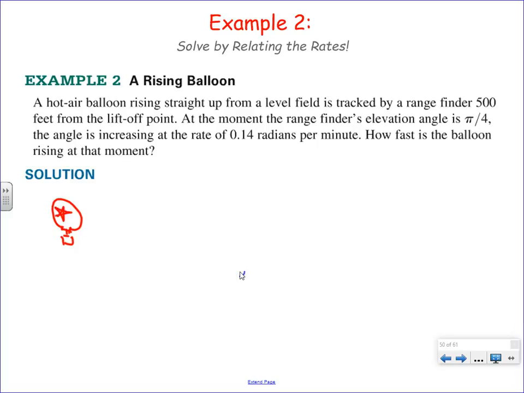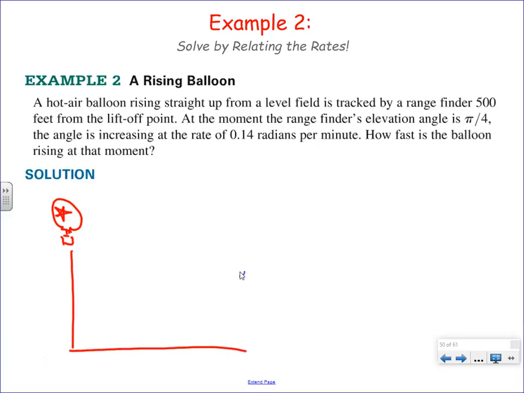Okay, so we have a balloon. It's a little distorted. We have a balloon, hopefully not in that basket, rising up from a field. It's being tracked by a rangefinder 500 feet from the liftoff point. We assume when it says straight up, it's at a 90-degree angle, and that when it says 500 feet, it's talking about horizontal distance, so we can make it perfectly flat.